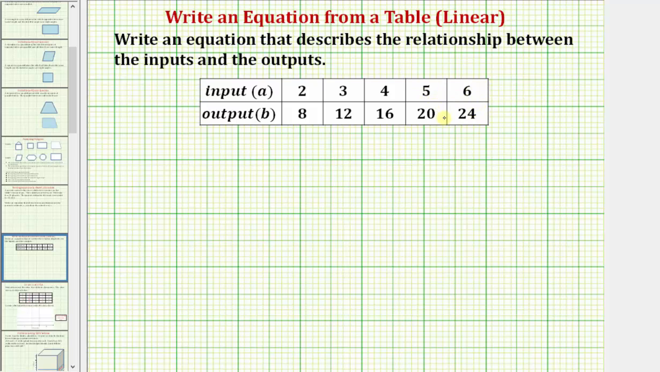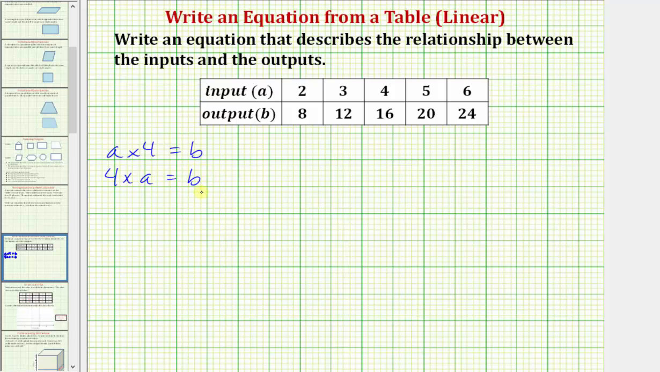So now we have a relationship that we can use to write an equation. One possible equation would be a times 4 equals b. We can also write this a different way though. Multiplication is commutative, meaning we can change the order of the multiplication and it does not affect the product. So instead of a times 4 equals b, we could write 4 times a equals b.